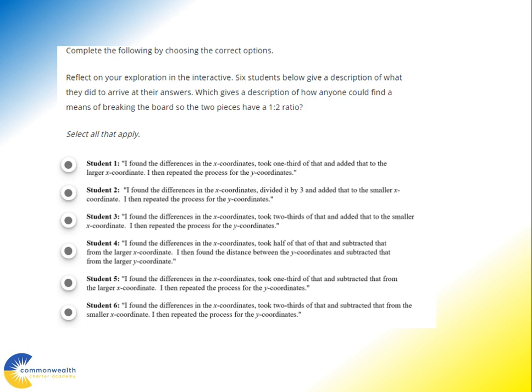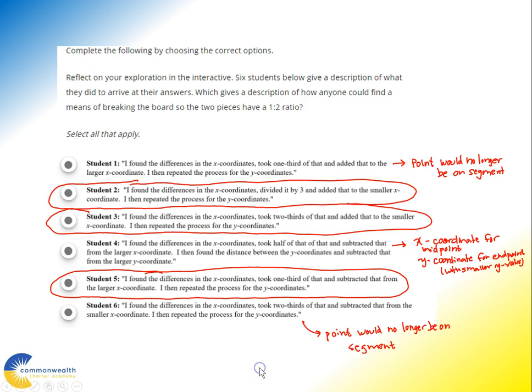Okay, so now that you've had a chance to answer, let's walk through these. Basically, the ones that would give you a 1-to-2 ratio are the descriptions given by student 2, student 3, and student 5. You have to remember a 1-to-2 ratio and a 2-to-1 ratio are considered to be the same thing in many aspects. I mean, you still have two pieces where one's basically 2 times bigger than the other one. That's essentially what's going on with that.